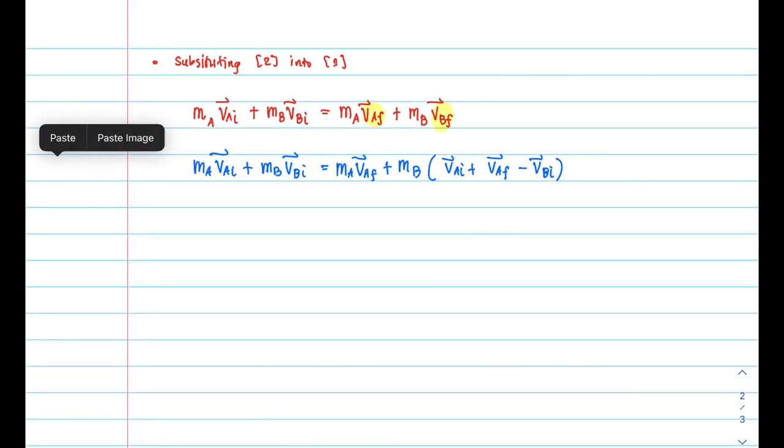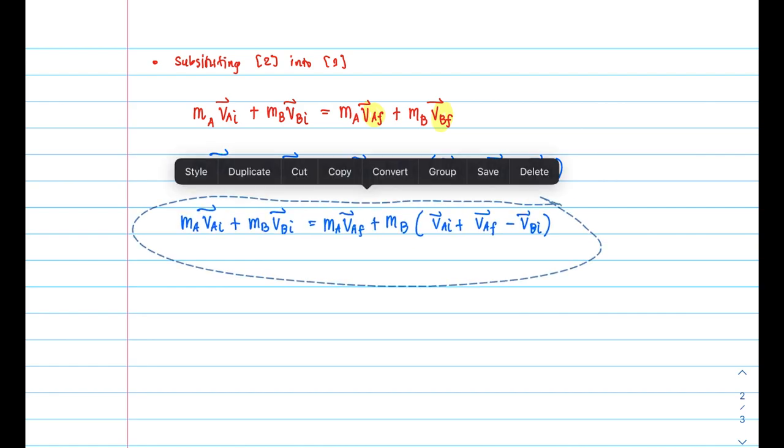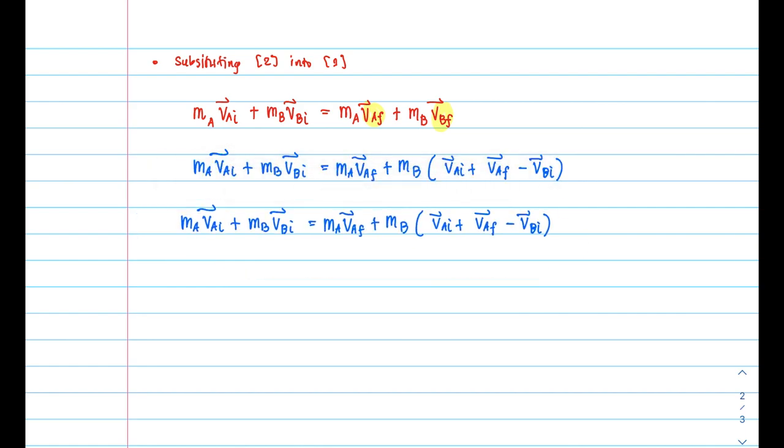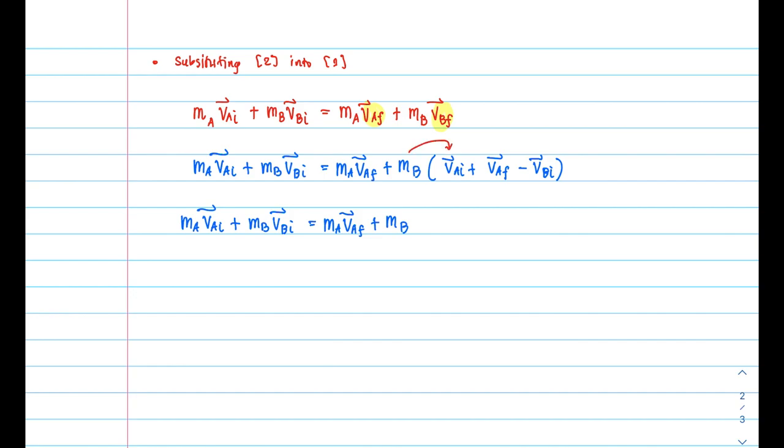So after that one, I'm just going to distribute MB. So this will become like this one. So copy, paste. So nothing changes on the first terms. What will happen here is this term here will be distributed. So as you can see, your M sub B must be distributed to each of the term. Well, that's over here. So that would become MB VAI plus mass sub B VAF minus the mass of B VBI.